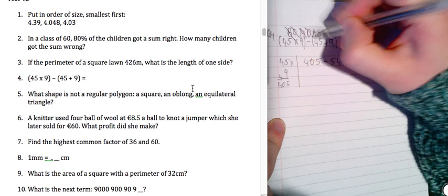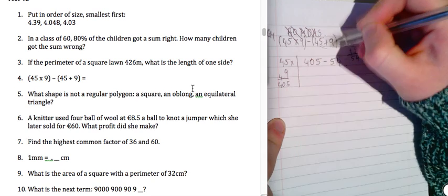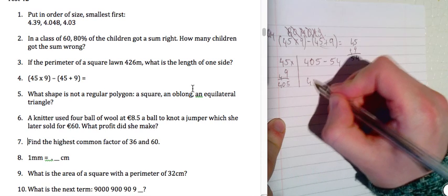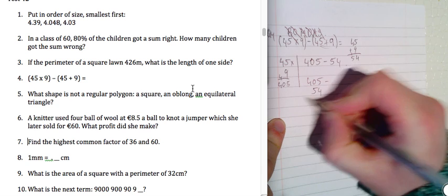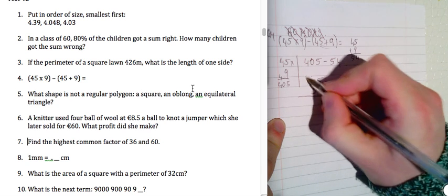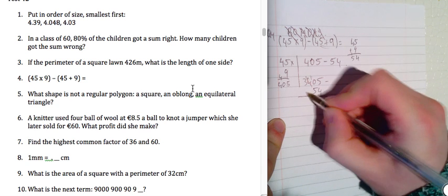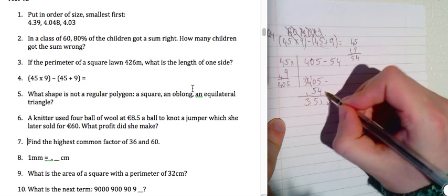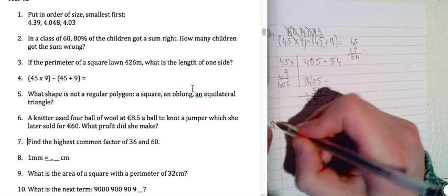So 54. We've done our brackets, there's no operations, there's no multiplication other than what was in the brackets, no division, no addition other than what we had here, and subtraction is the last because that's all that's left. 405, take away 54, leaves us with 351. Okay. Question number 5.